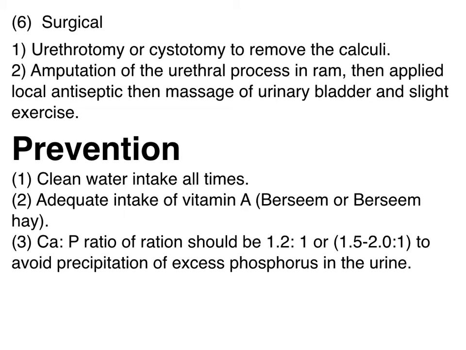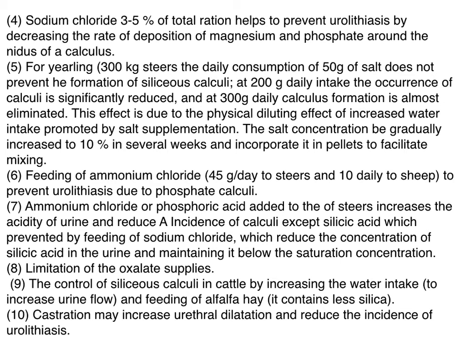Prevention of stones in animals: clean water available at all times, adequate intake of vitamin A, and potassium high. Calcium must be adjusted; the calcium to phosphorus ratio should be 1 to 2, or 1.5 to 2, to avoid precipitation of excess phosphorus in urine. Another point: sodium chloride should also be given at 3 to 5% of the total ration to help prevent urolithiasis. For yearlings, we give 300 grams of steers daily; consumption of 50 grams of salts does not prevent the formation of siliceous calculi.